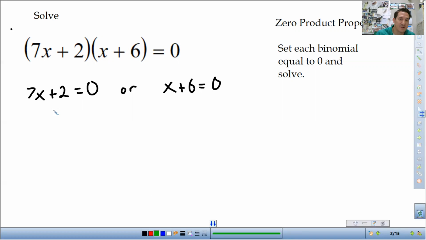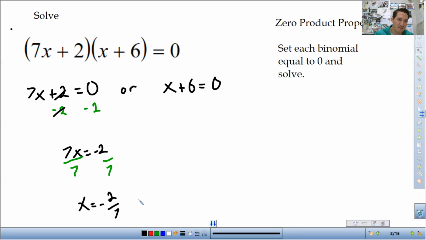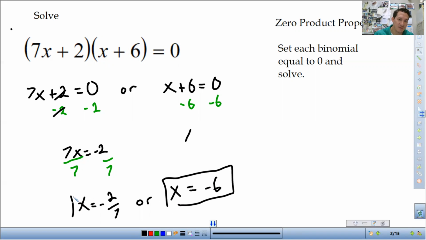So once it's here, it's real easy to solve. You just solve each individually. So subtract 2, that cancels out. You get 7x is equal to negative 2. And then divide by 7. So we get x is equal to negative 2 over 7. Or over here, this one's even easier to solve, just subtract 6. So you get x is equal to negative 6. So we have two possible solutions. x is either negative 2 over 7 or negative 6. All right, let's look at another example. One more of those.